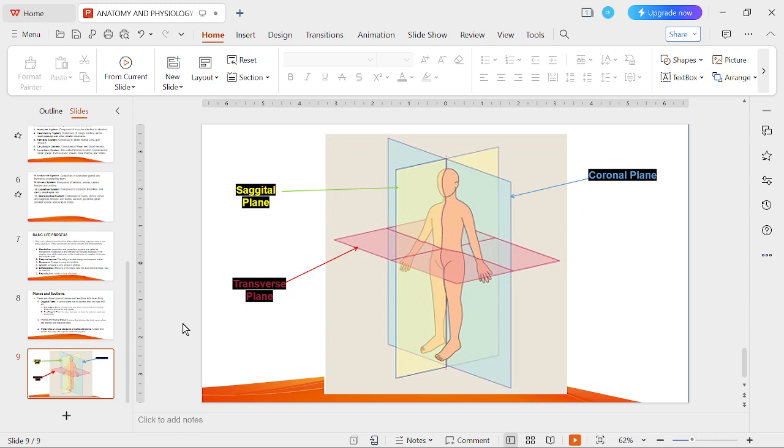Next topic will be cell. It is also a part of the first chapter only. So I'll see you in the cell next topic.